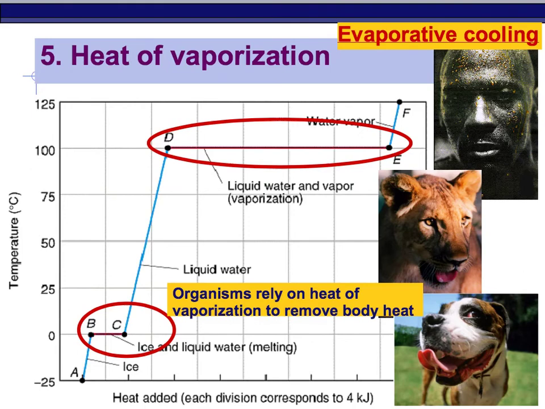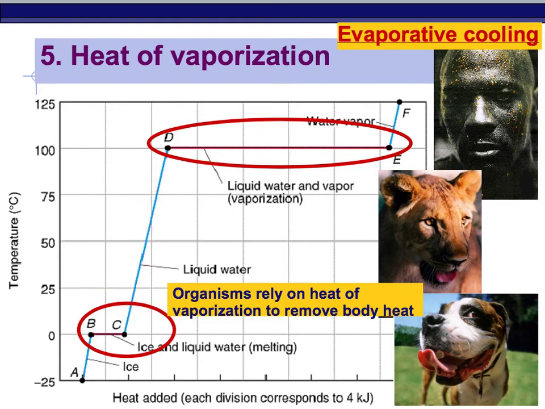Heat of vaporization. So water is one of those substances that can exist in multiple phases. As we're aware, when it's solid, it's ice. And then it starts to melt, and we have this weird phase in between where we have some ice, some liquid water. And then we have a period of time where we're all liquid.